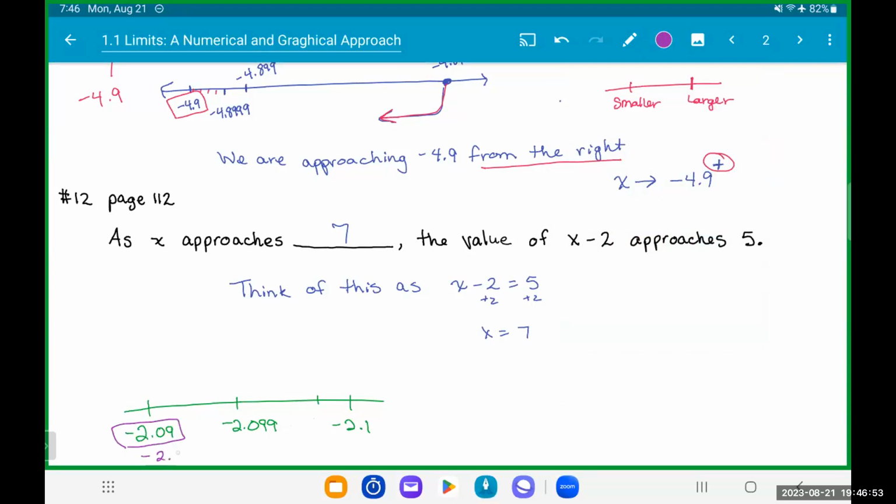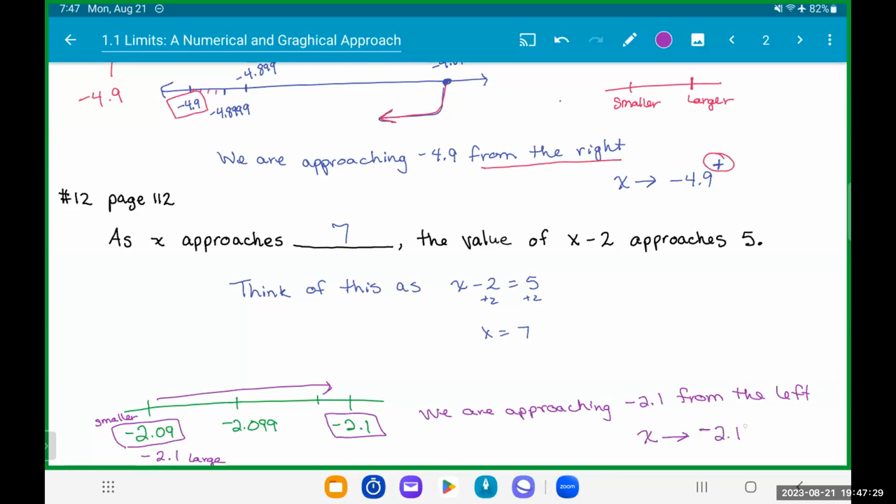If you were to look at this value here, negative 2.9, 2.09 will always be smaller than this one, right? And since we're approaching it from this way, you could still be negative. But for this one, we are approaching negative 2.1 from the left, right? So we would say that x approaches negative 2.1 from the left. Questions?